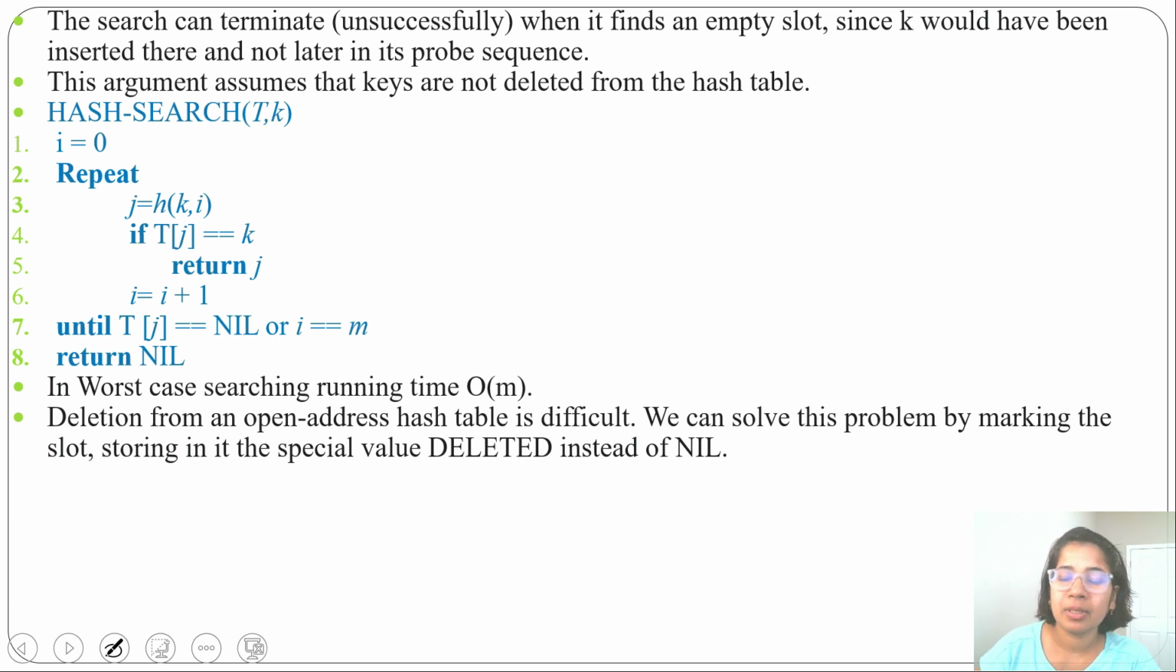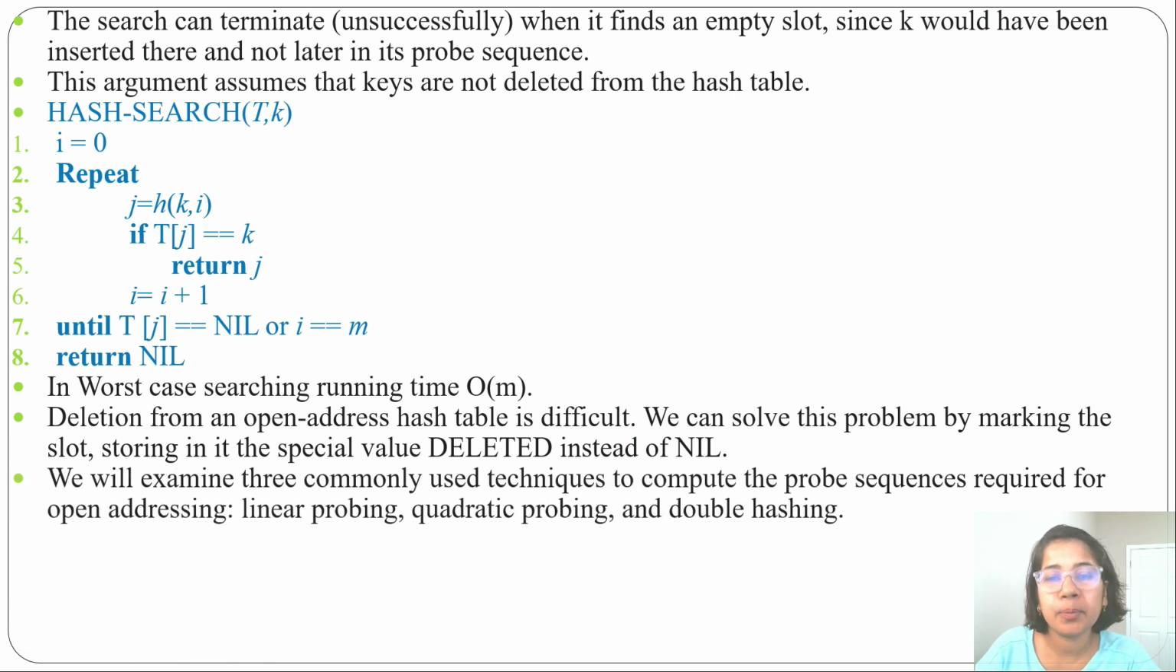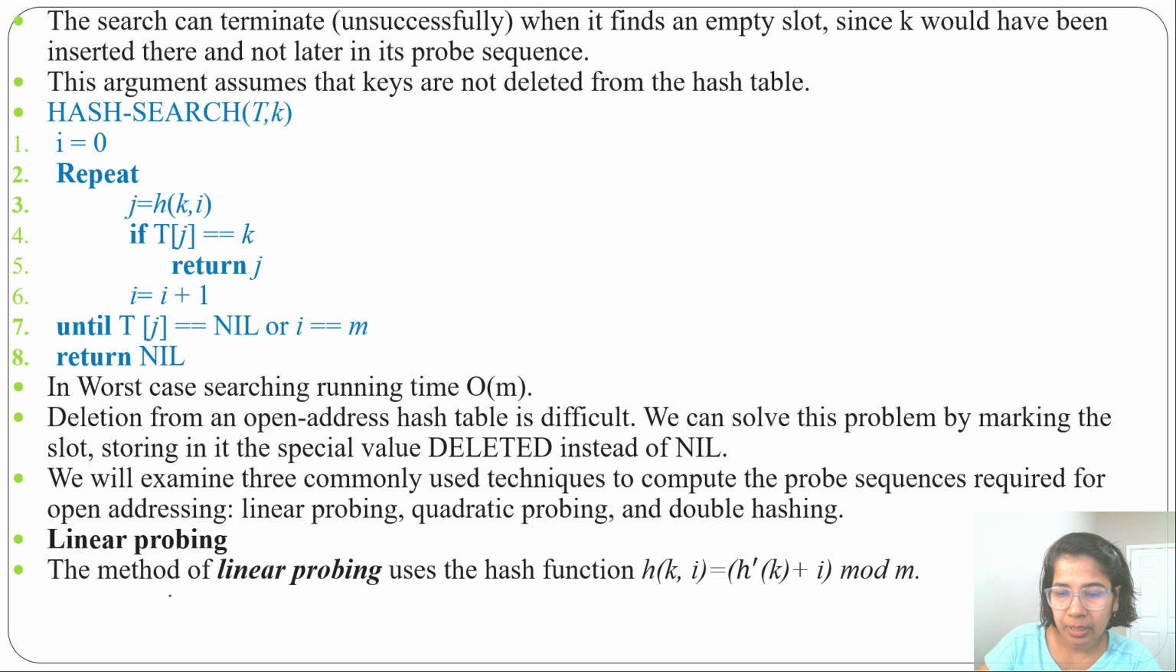But deleted means some key was there, now it's deleted. We'll use three commonly used techniques to compute the probe sequence required for open addressing. First is linear probing, then quadratic probing, then double hashing. In linear probing, we use the hash function h(k, i) = (h'(k) + i) mod m.